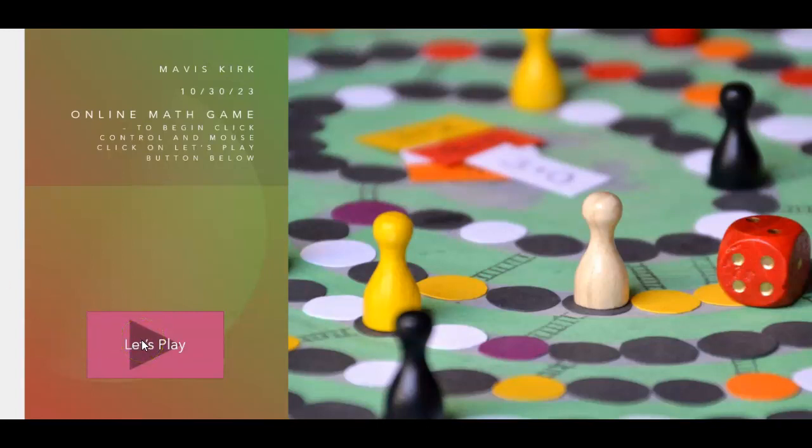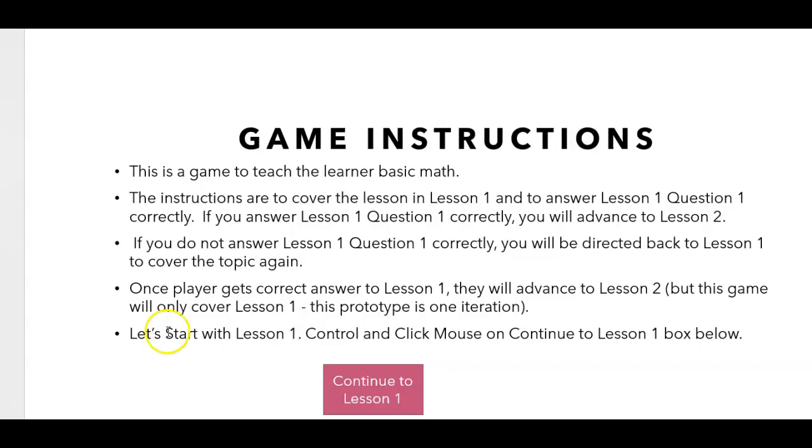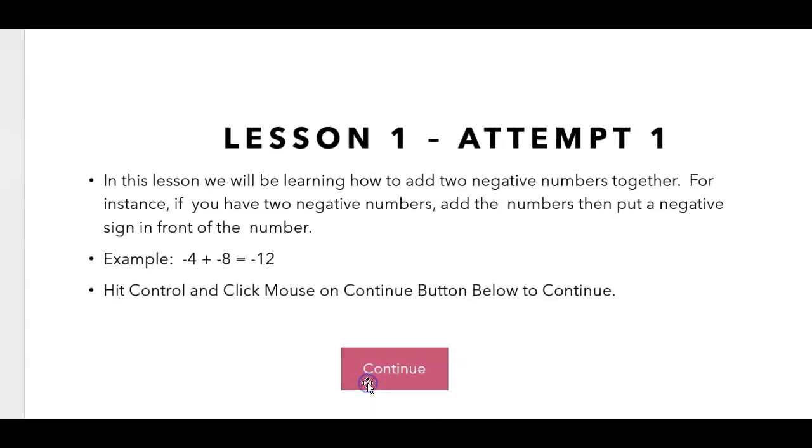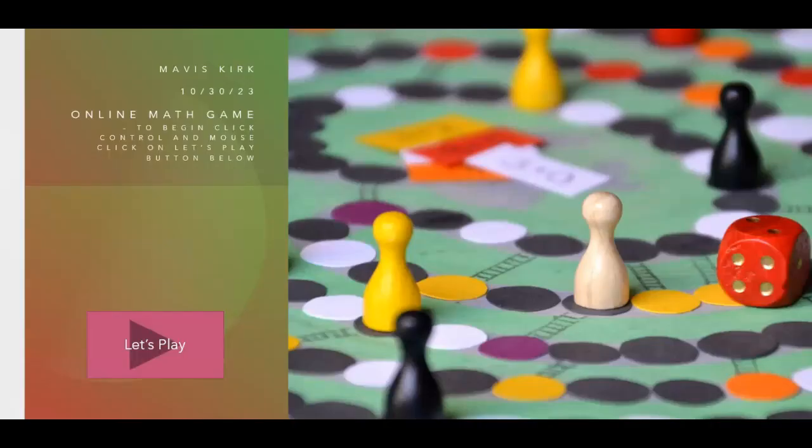So I'll do the first slide, control and the mouse click. And it takes you to the instructions, and you can read forward with that. And then it says to start lesson 1, control and click mouse on the continue to lesson 1 button below. So if you scroll onto that, you hit control, click the mouse, and it takes you to lesson 1, attempt 1. So that's basically how that works.